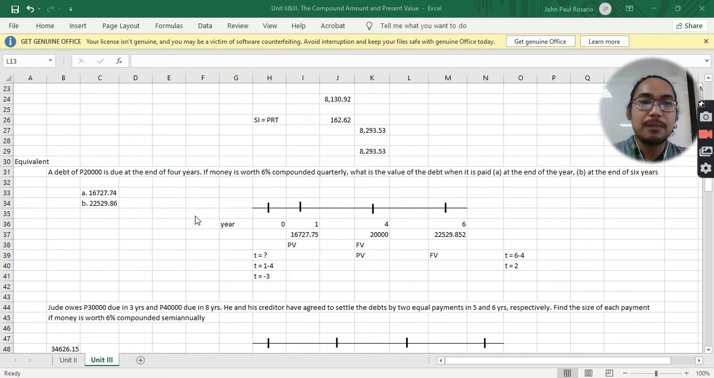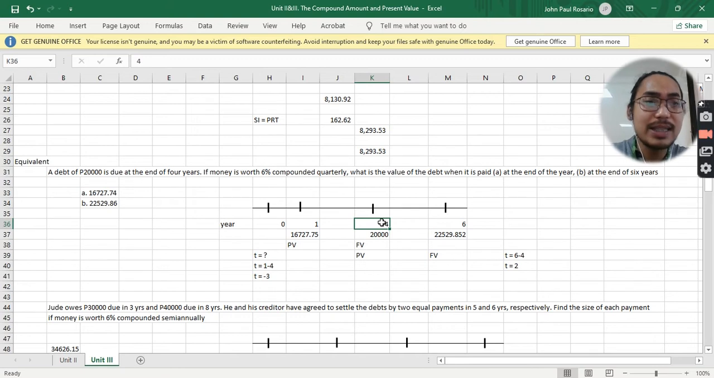So in the given problem, a debt is worth 20,000 pesos 4 years from now. So 4 years from now, no? So we are at year zero. Put yourselves in year zero and imagine that 4 years from now, your debt will be worth 20,000 pesos. But what if you would choose to, assuming there are no penalties for early payment, things like that.